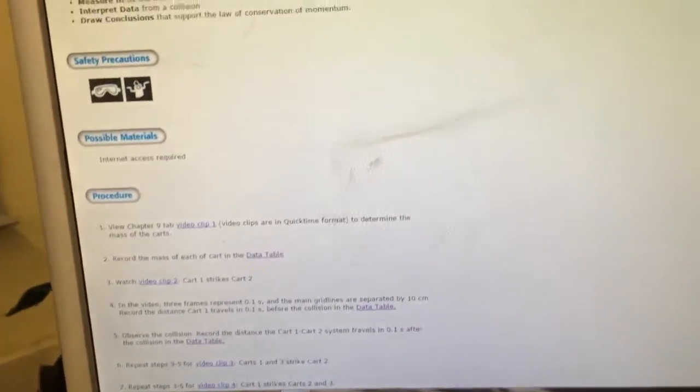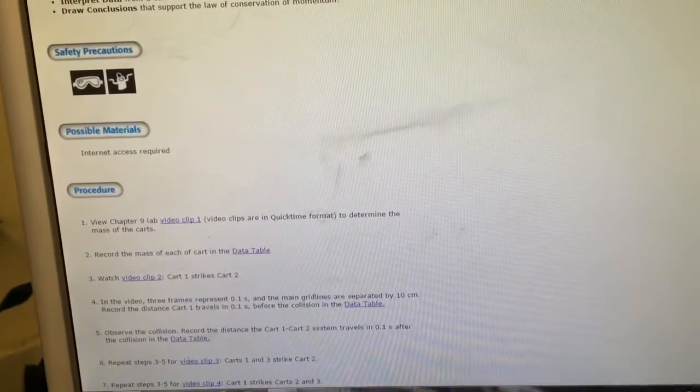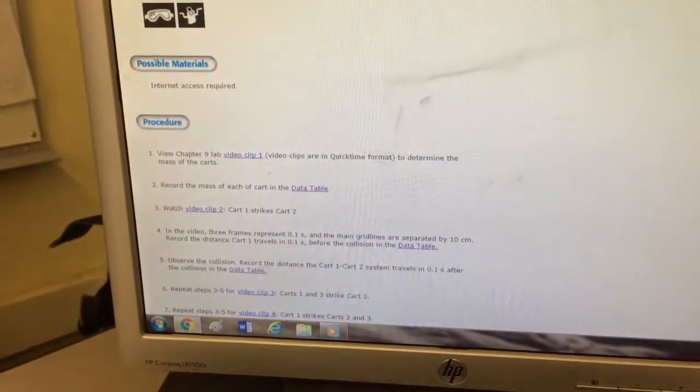All right, Mr. A here, talking about this momentum physics lab and how to finish solving it.